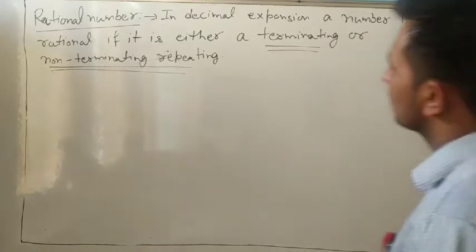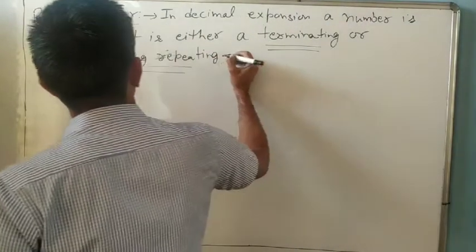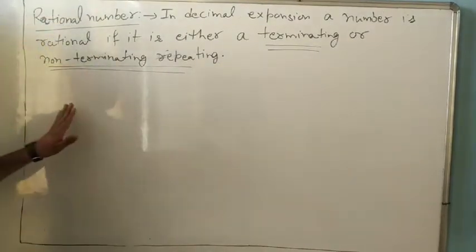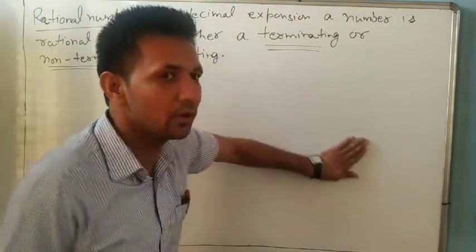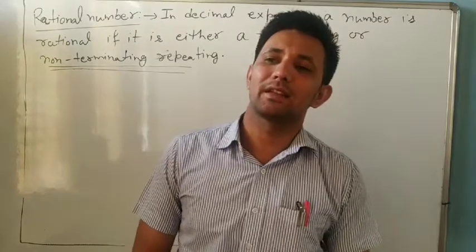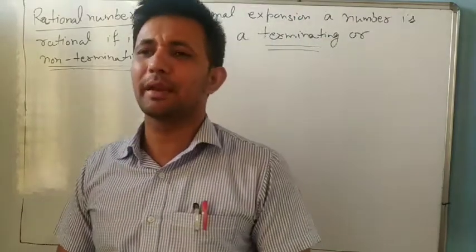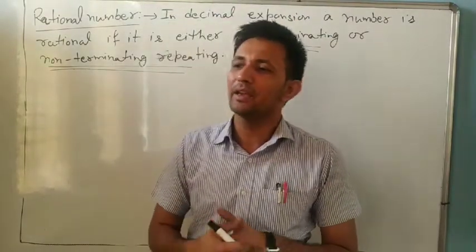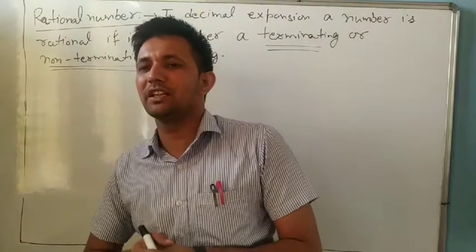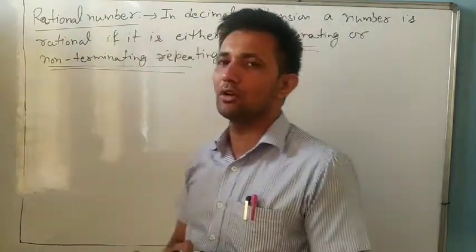Yes, students. Now we will start the next exercise, 1.4. Before starting exercise 1.4, we should know what a rational number is. Does everyone know what a rational number is? A number which can be written in p by q form. But there is one more definition of rational number that we already learned in 9th class.